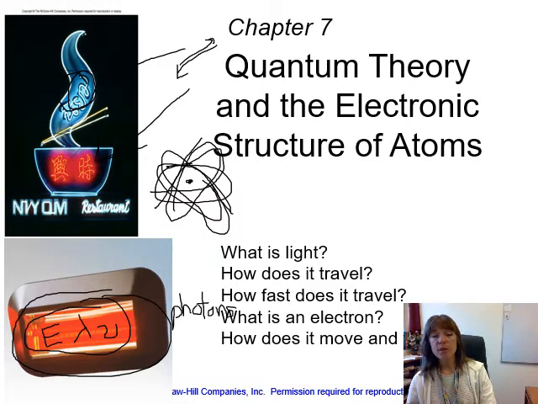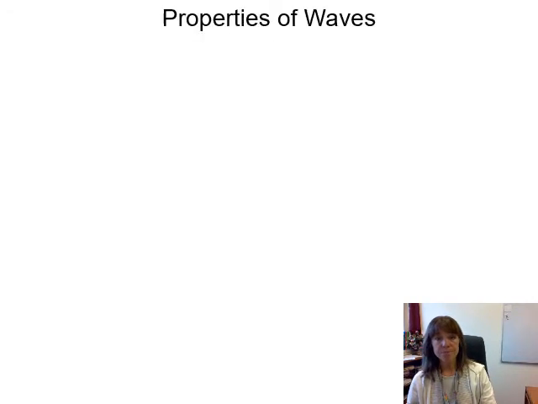Since this is something we can't see, just like atoms, light is a little bit more challenging. Well, we can see light. We can see some forms of light, but we can't see what the electrons are doing. We just have to infer it from different experimental evidence, like these neon signs or this black body radiation. So let's get started here on quantum theory and the electronic structure of atoms.